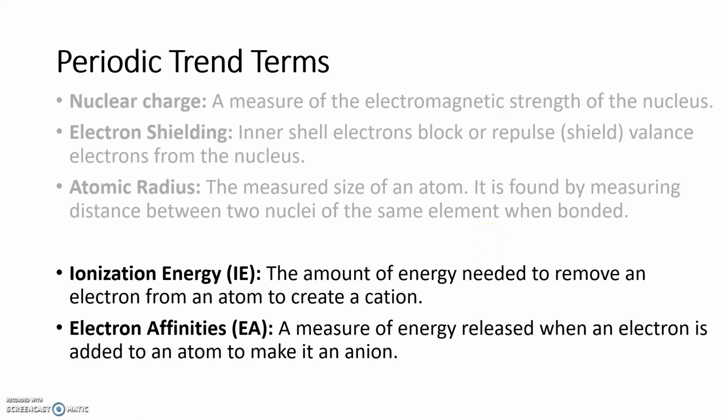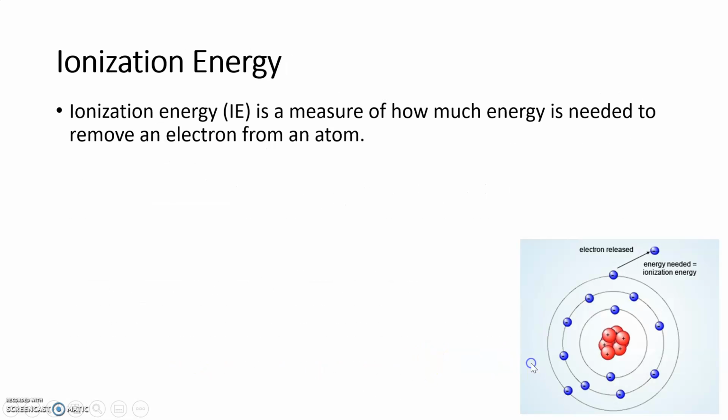And then, kind of the opposite of ionization energy, we have electron affinities, again abbreviated EA. This is a measure of how much energy is released when an electron is added to an atom to make it an anion. The opposite of cations are anions. These are ions that have added electrons, so they have more electrons. So electron affinities measure how much energy it takes to add an electron to an atom.